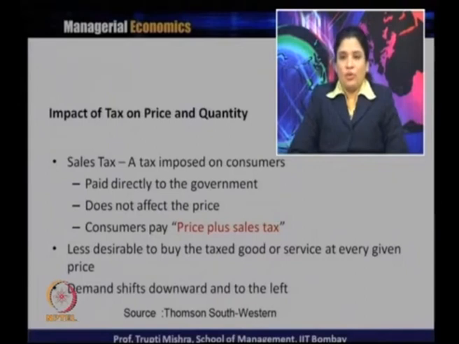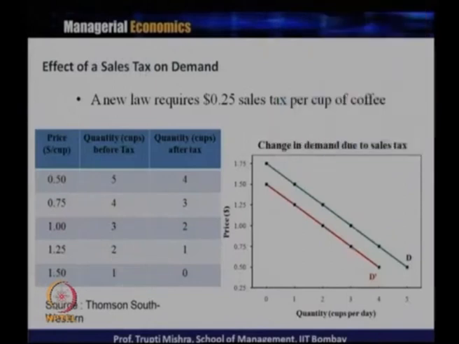Demand shifts downward and to the left because there is a decrease in demand when there is an imposition of tax. So, this is the effect of sales tax on demand. Suppose a new law requires a $0.25 sales tax per cup of coffee. If you look at the demand schedule on the left-hand side of the graph, when the price changes from 0.50 to 0.75 to 1, there is a difference in the quantity before tax and after tax, that leads to a shift in the demand curve from D to D dash. So, the effect of sales tax is to reduce the demand.